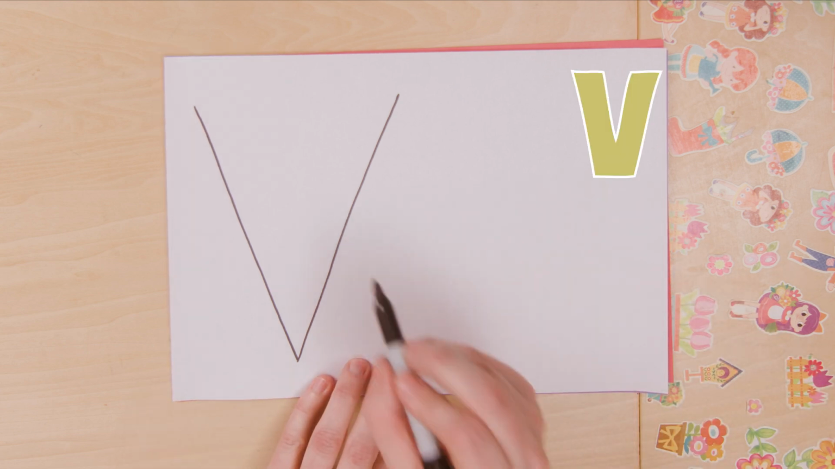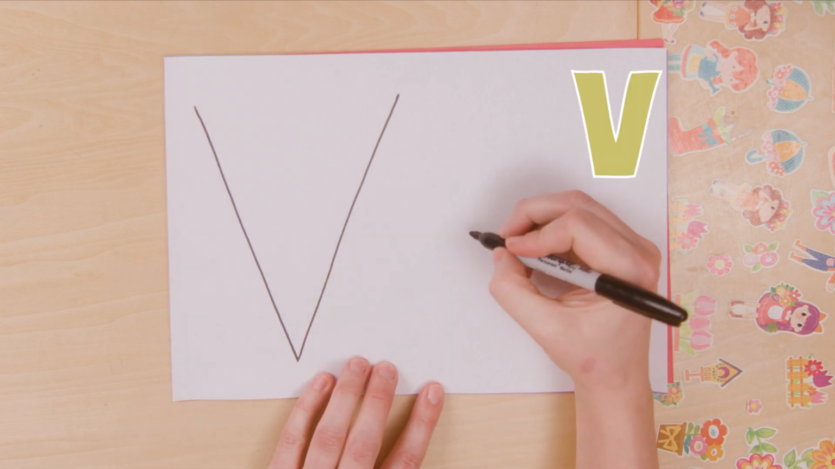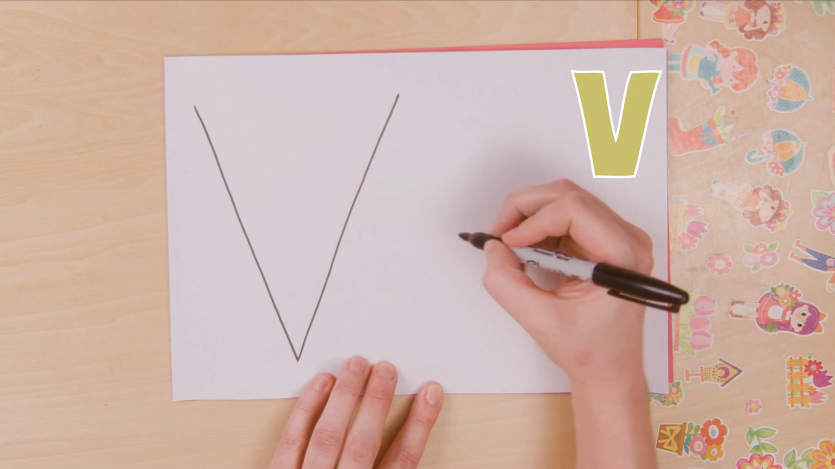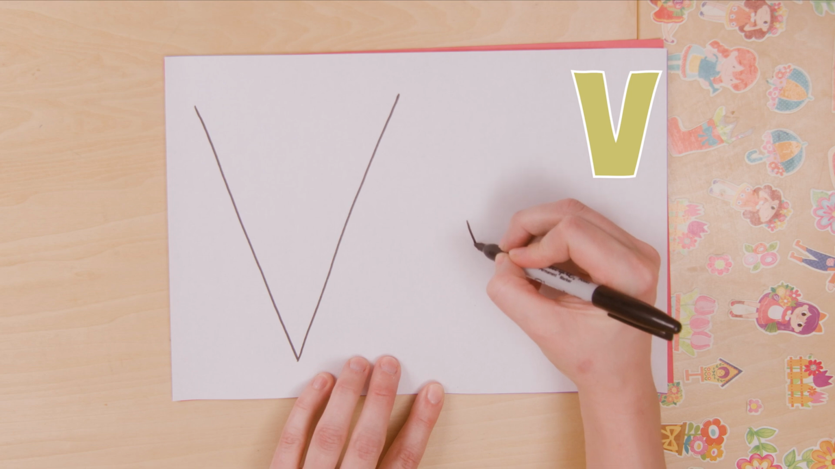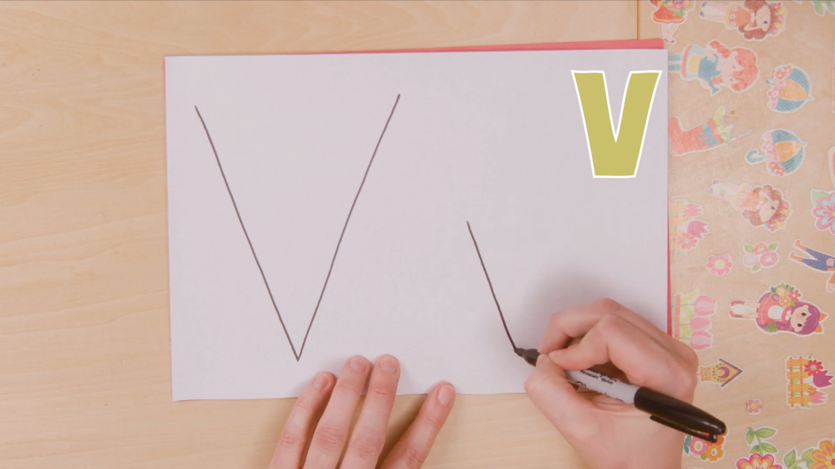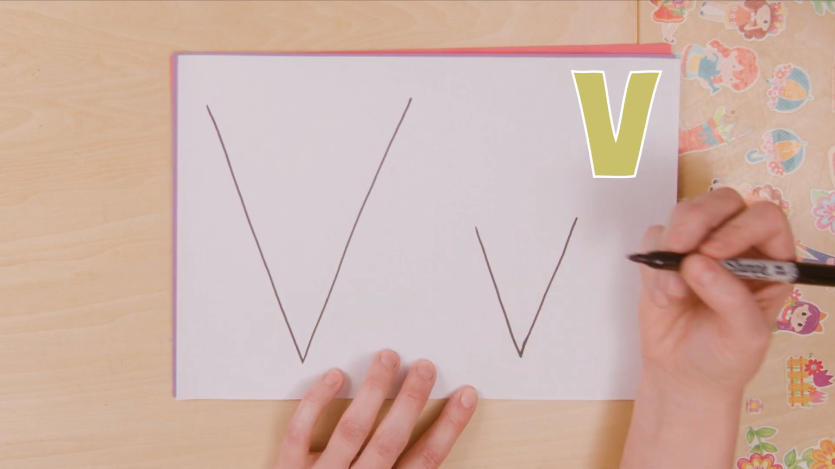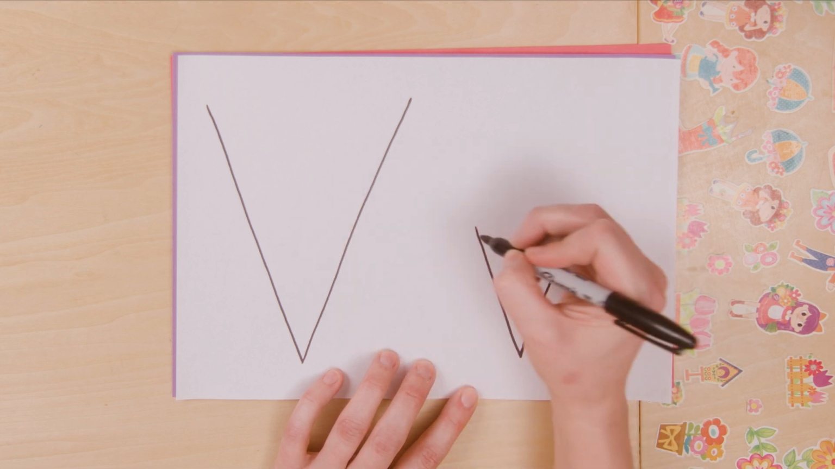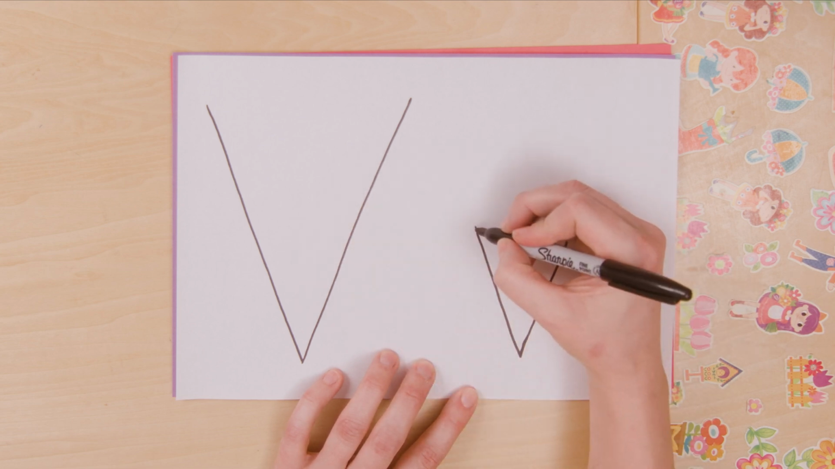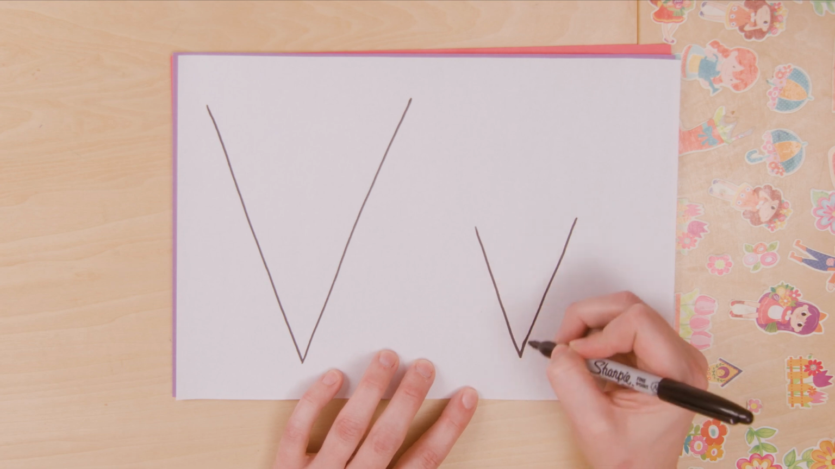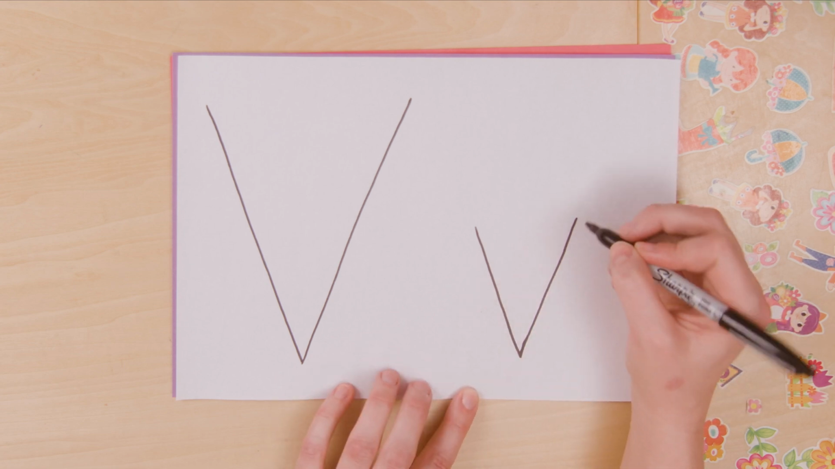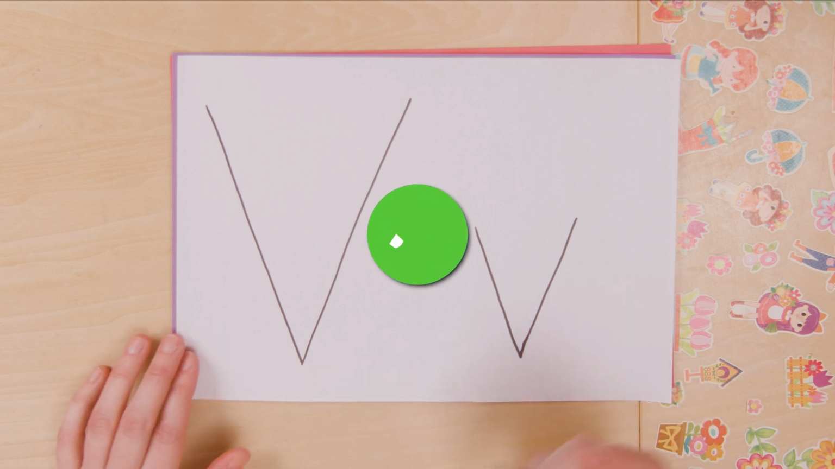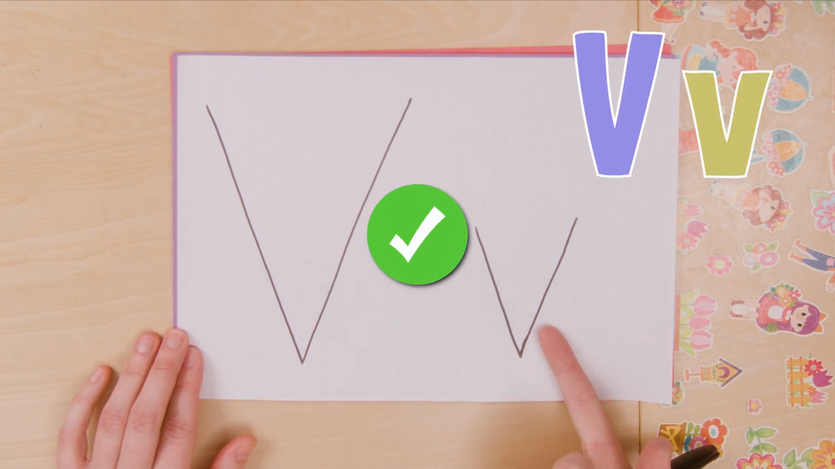Let's try a small v. Guess what? It's the exact same, but smaller. Okay, so we're gonna start about halfway, half as tall as the big V over here. Come down on an angle, and up on an angle. Okay, try the small v with me. We're gonna start about midway here and go down on an angle and up on an angle. So it's the exact same as the capital, but just smaller. All right, we got the capital V and the small v.